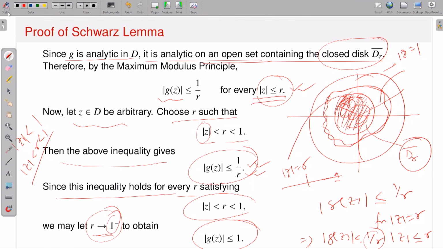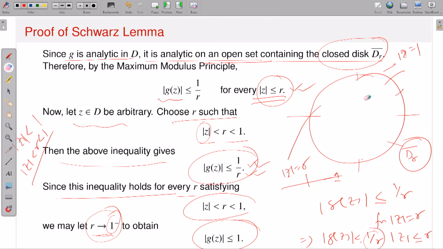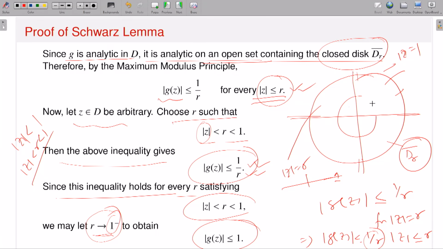So in pictorial form, this is what I would like to show. This is my open unit disk. This is of course 1, this is R. If I take z from here, mod z is less than R, then I will have this estimate. Since I am taking R in between mod z and 1, I can say let R approach the boundary. Then modulus of G(z) is less than or equal to 1. R approaching the boundary means what? If I take z from here, modulus of z approaches 1, right?